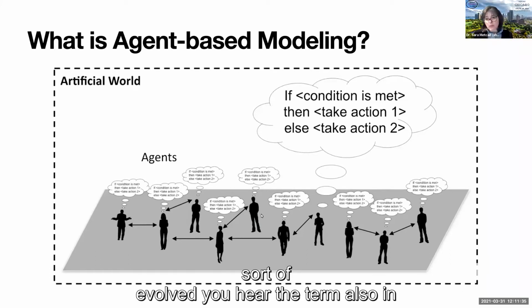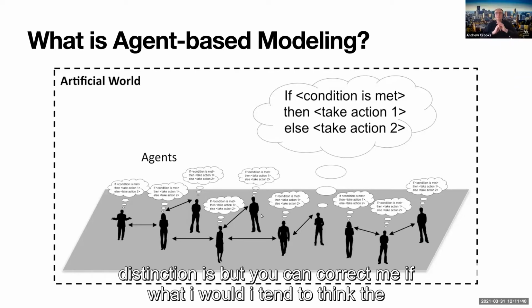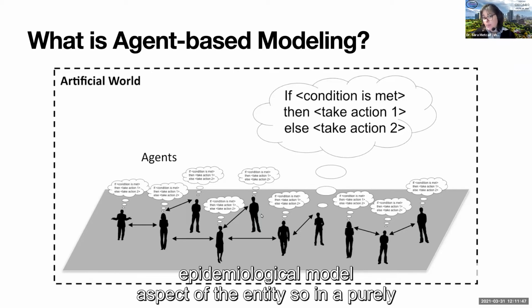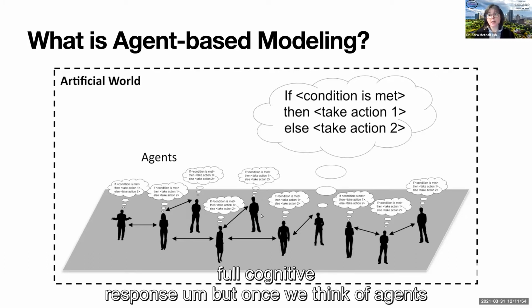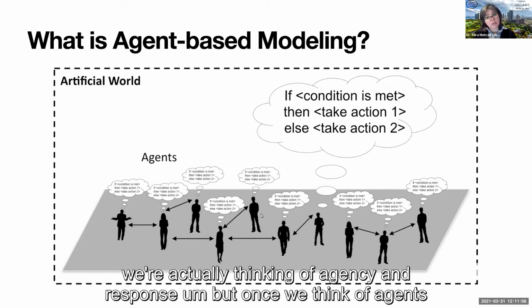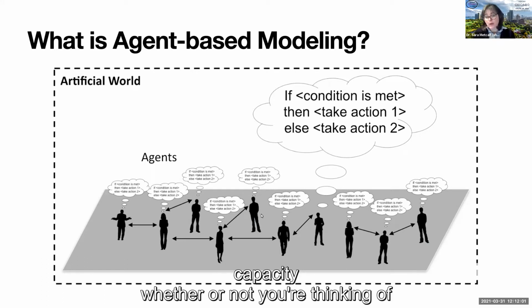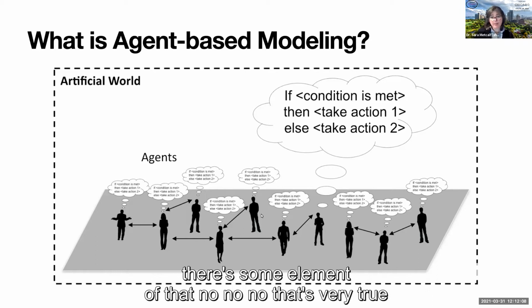You hear the term also in epidemiology, and I guess what I tend to think the distinction is, but you can correct me if you think differently, is that it is about the decision-making aspect of the entity. So in a purely epidemiological model, we're not necessarily representing the full cognitive response. But once we think of agents, we're actually thinking of agency, and that reflects this human decision-making capacity, whether or not you're thinking of individual people or households or organizations or whatever. There's some element of that.